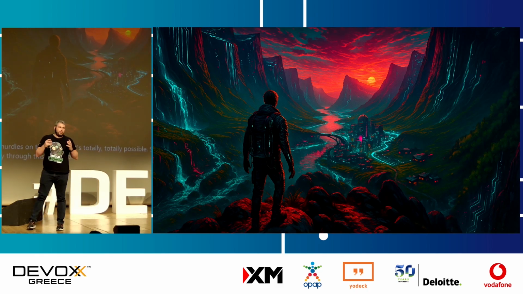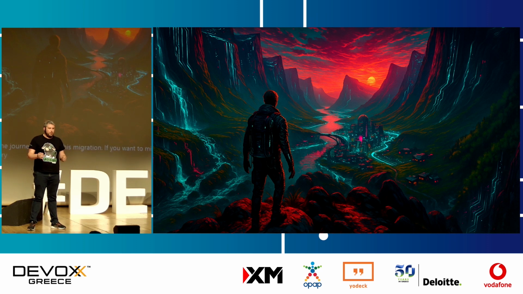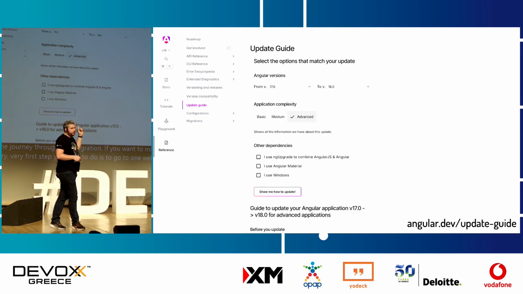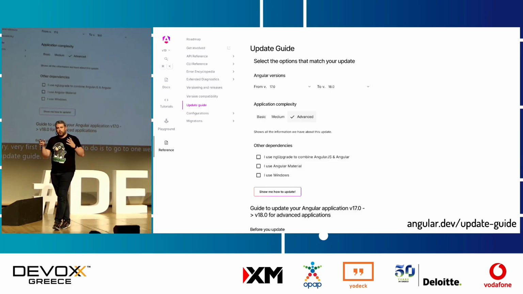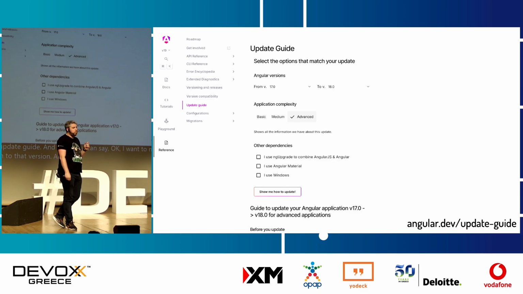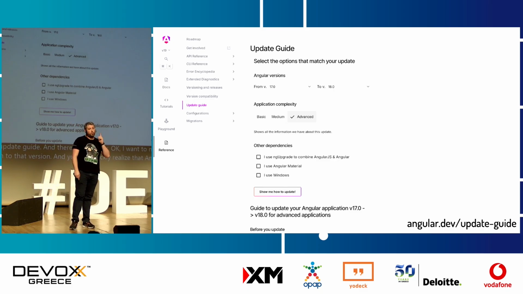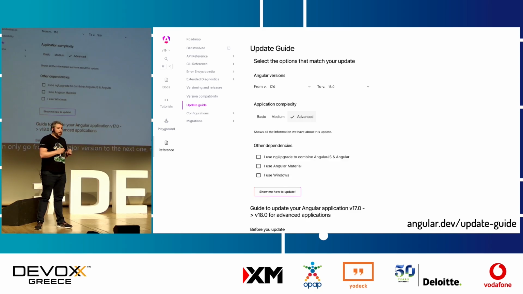If you want to migrate an Angular app, the very, very first step you have to do is to go to one website. It's angular.dev/update-guide. And there you can say, okay, I want to migrate from one version to that version. And you will quickly realize that Angular blocks you. You can only go from one major version to the next one, not more, not less. And there's a good reason for that.